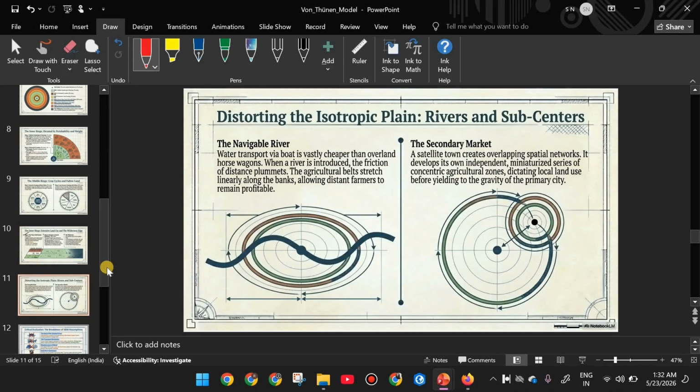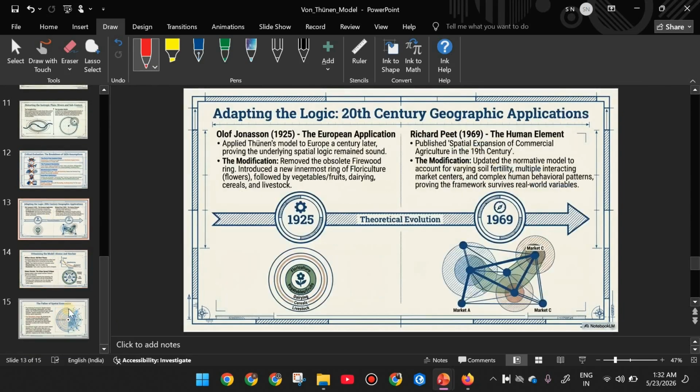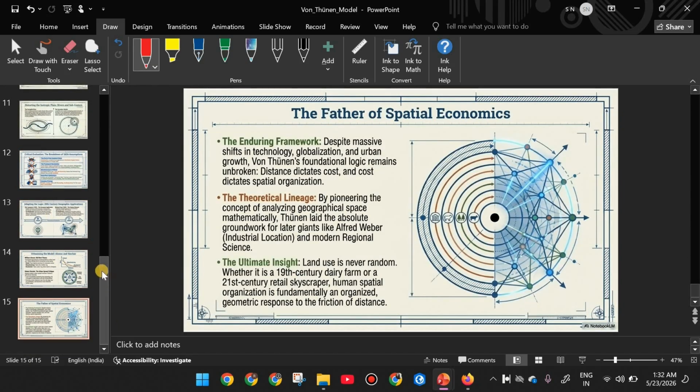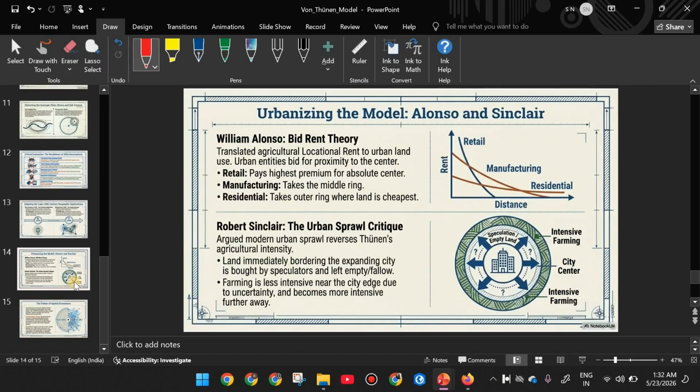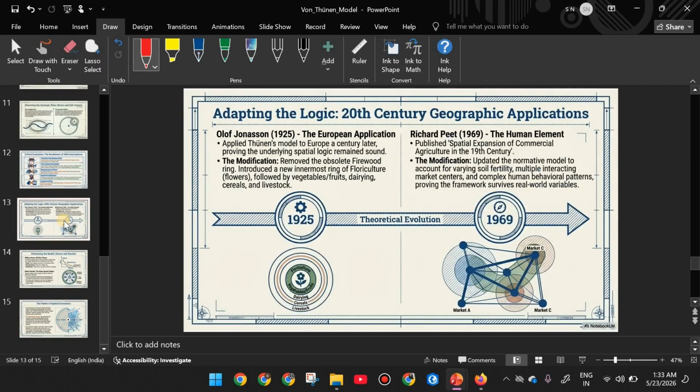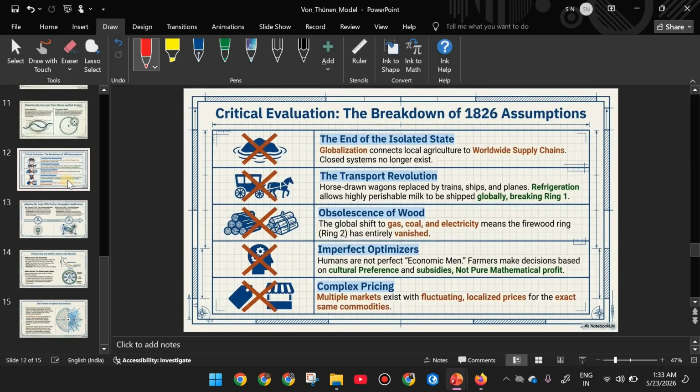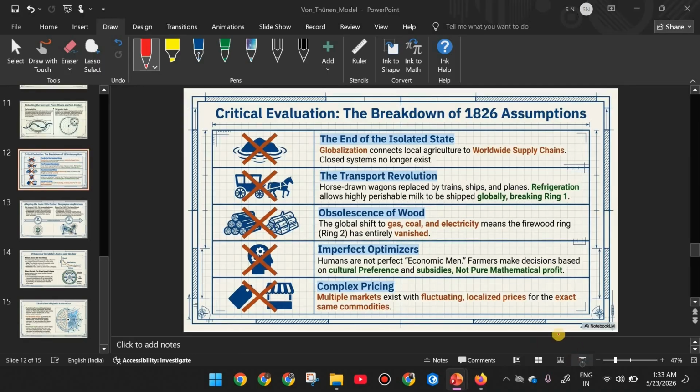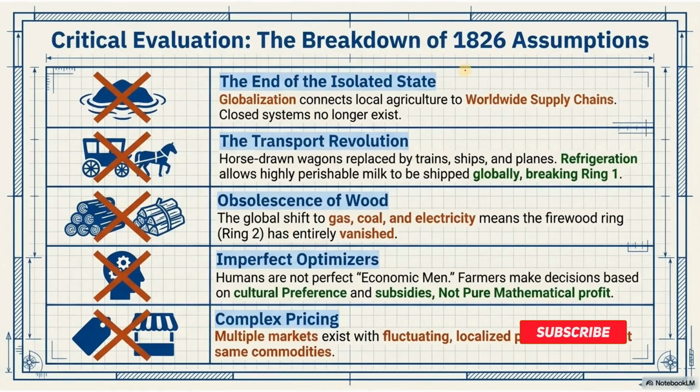This is the slide. This slide is very helpful for you to read and keep in hand for revisions. So let's see the critical evaluation. First of all, what is the critical evaluation? The criticism of the theory: the end of the isolated state.